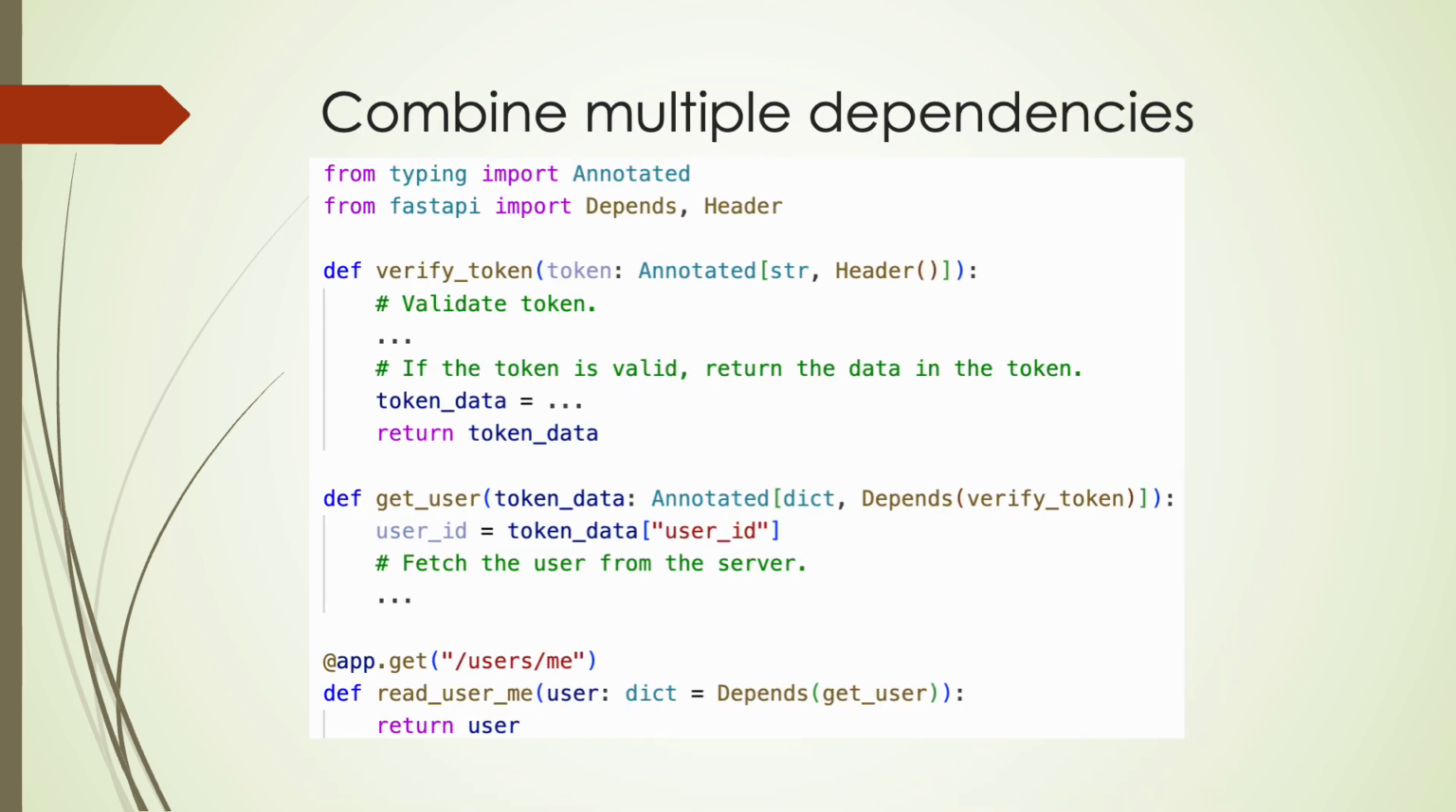In FastAPI, we can chain multiple dependencies together, which means one dependency depends on another one. As shown in this example, the readUserMe path operation function depends on the getUser function, which in turn depends on the verifyToken function. The return value of the dependency function is injected into the corresponding caller function. This strategy is very commonly used in the authentication workflow using OAuth tokens.